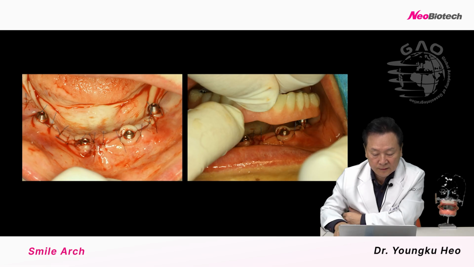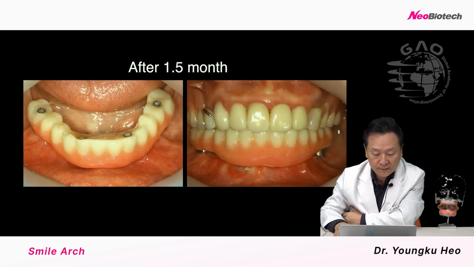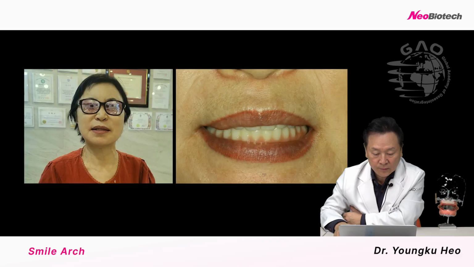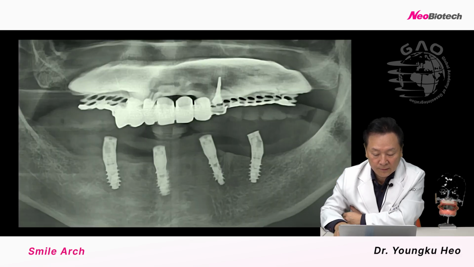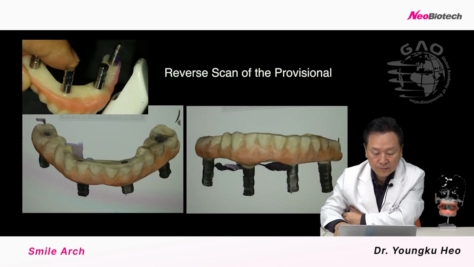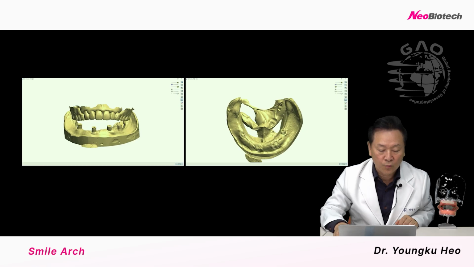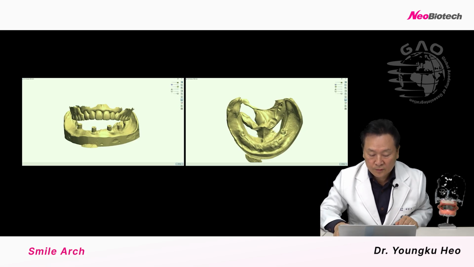So after we delivered the provisional restoration like that, on the day of surgery, 1.5 months later, we scan the reverse scan of the provisional, so that we can make the lower definitive arch restoration.